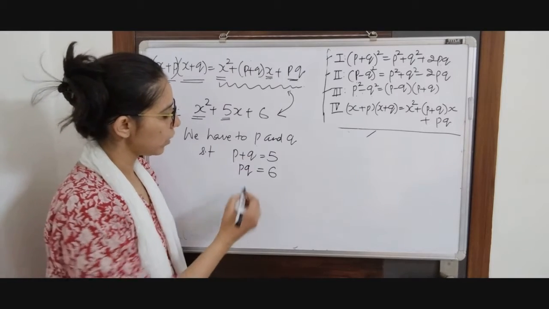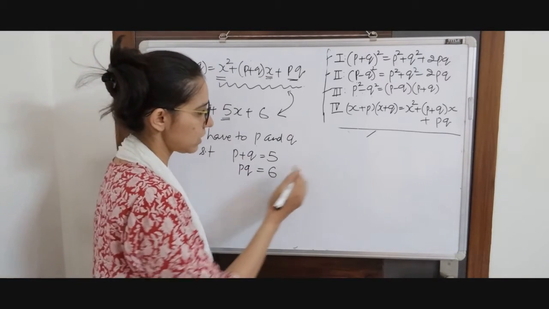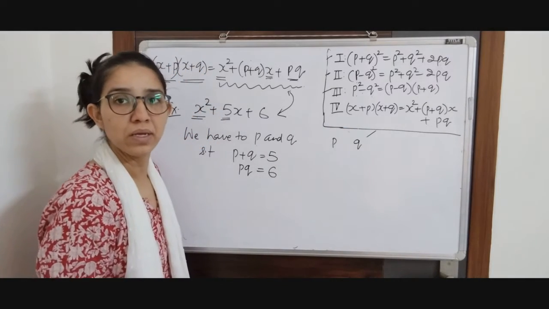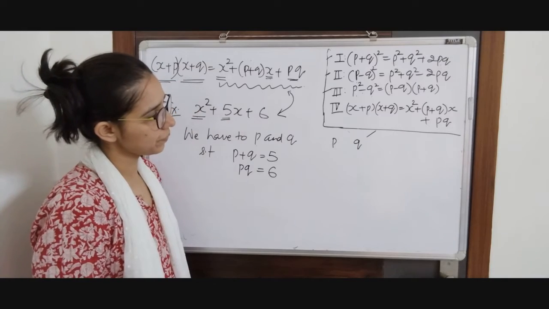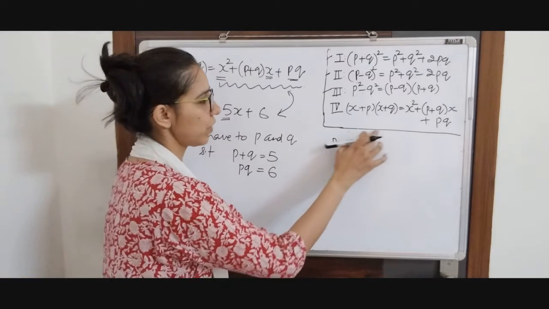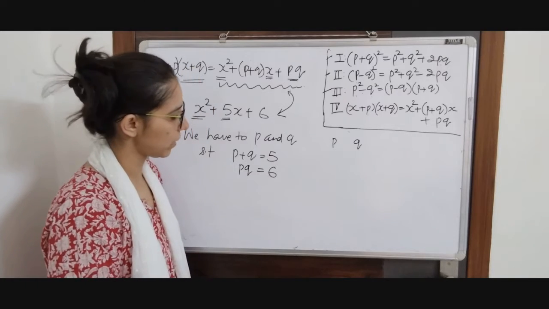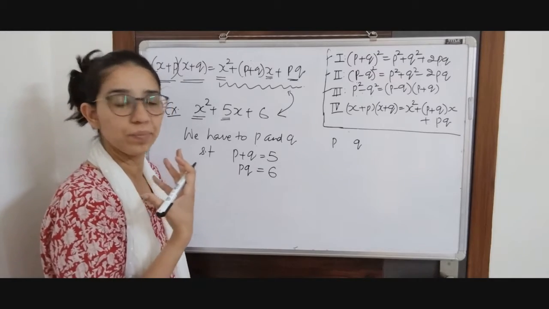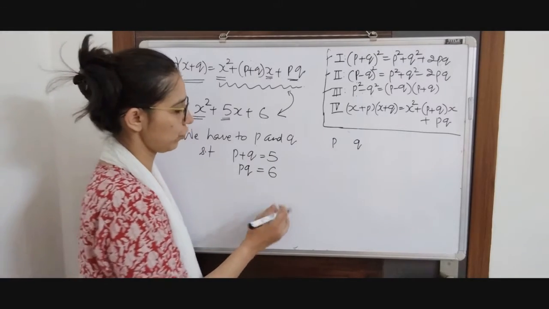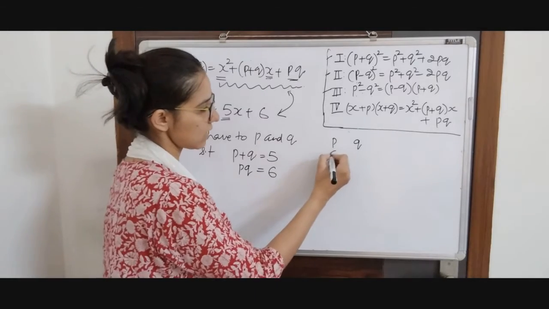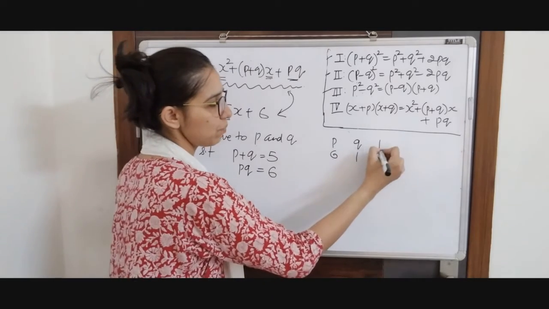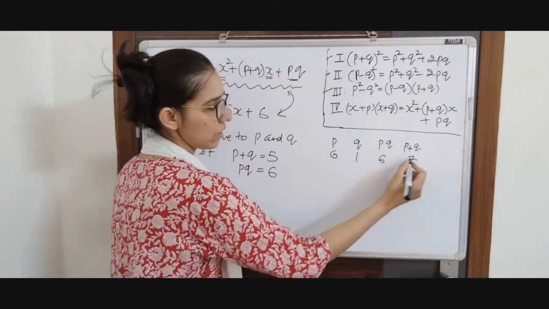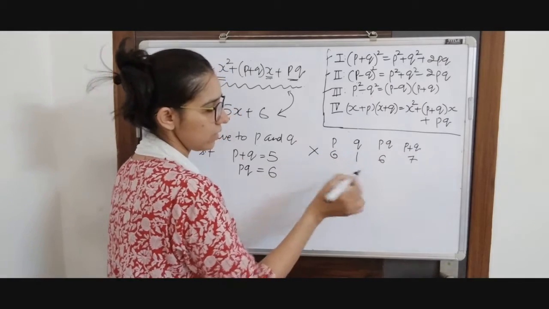What we are going to do is start with the product. We are going to find the numbers by trial and error method. We are going to take some numbers, then check if they are fulfilling the conditions or not. Suppose we took 6 and 1. So 6 and 1, pq is 6, right? But what is p plus q? Your p plus q is 7. So we are not taking these numbers.